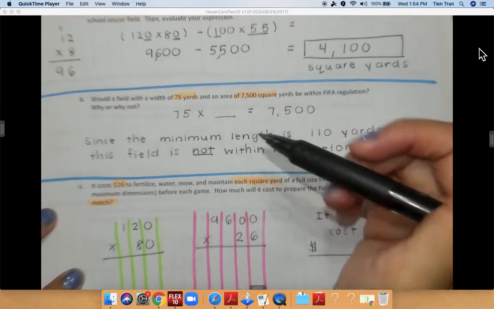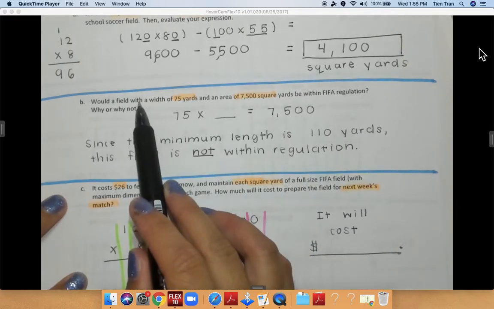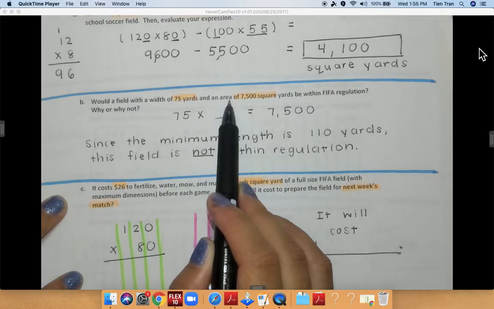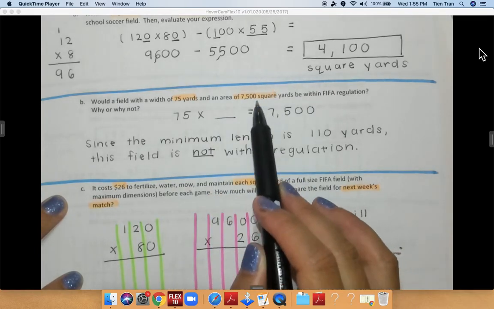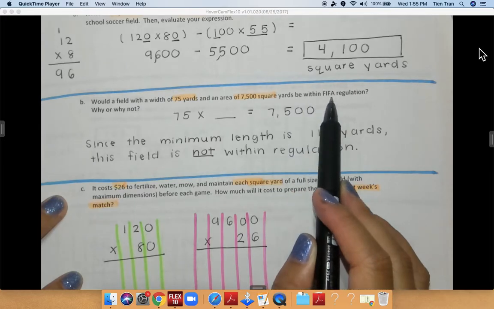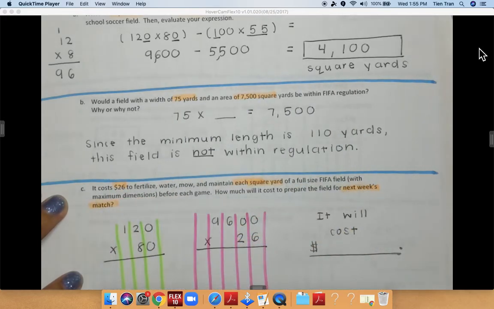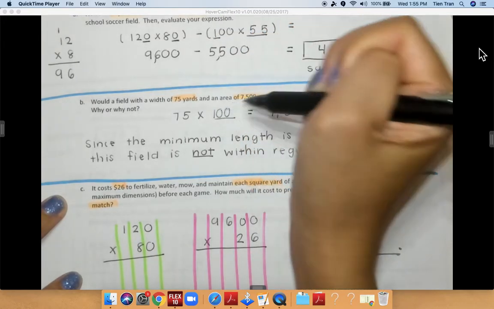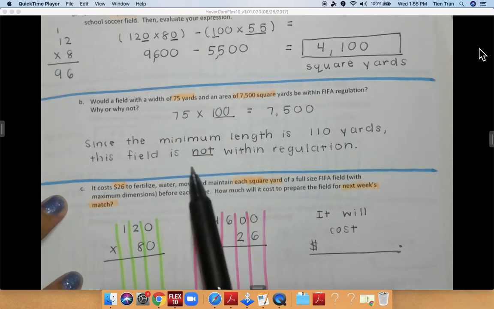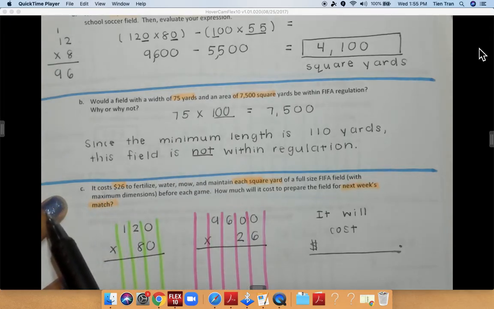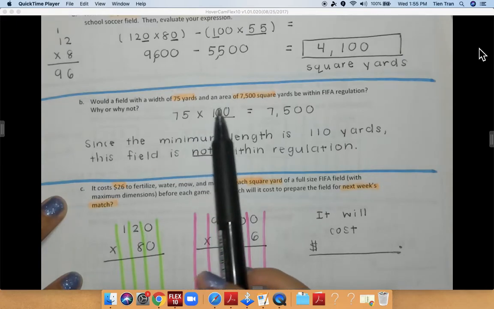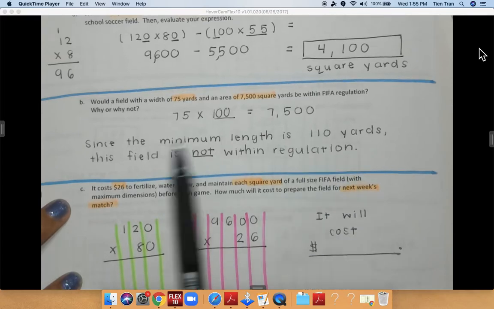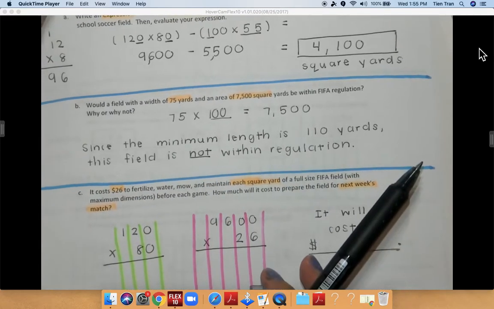They want me to do pretty much the same thing looking at the chart. With a field with a width meaning how wide, of 75 yards and an area, remember, is length times width, of 7,500 square yards be within FIFA regulation. Why or why not? So, if we have 7,500, which means that they multiplied it times 100, it would mean that it's not within regulation, because regulation requires you to have a number that is much smaller. So since the minimum length is 110 yards, this field is not within regulation.